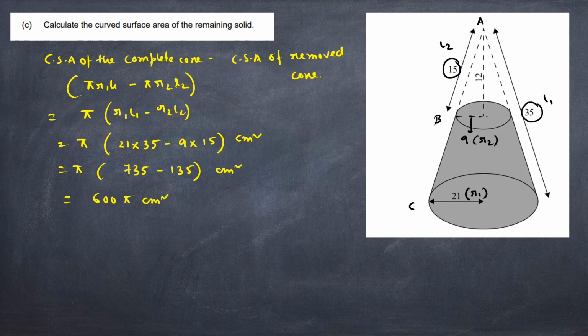Again, you can keep the answer in this way, but it is a very good practice to keep the approximated value 3.14 for pi in this type of problems. So if you apply that, you will get the answer to be 1885.71 centimeter square. This is the approximated value. So in this way you can do this problem. These are very simple problems. Just you need to remember the formula and how you can apply that.